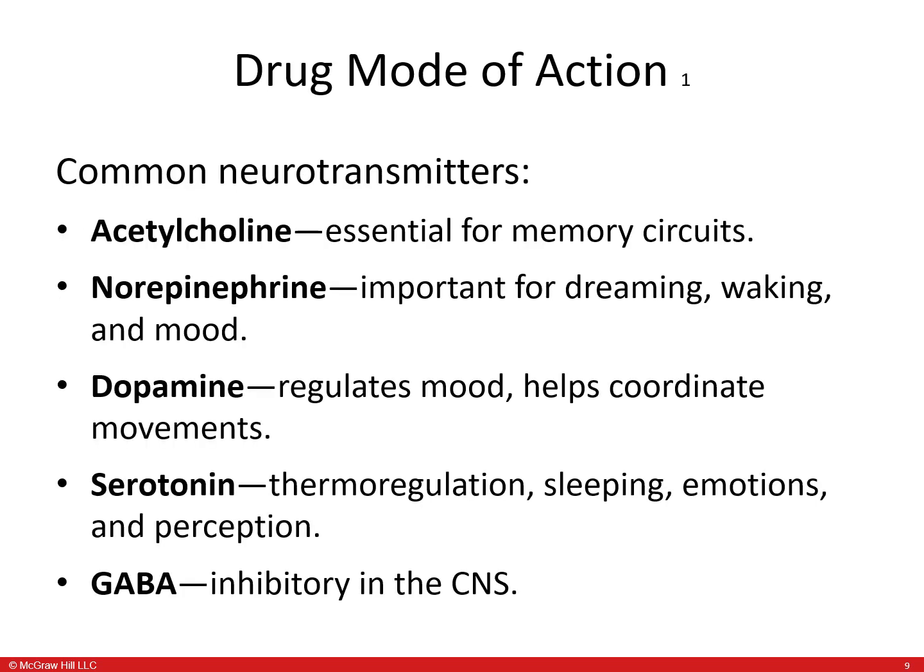So there are different neurotransmitters that are released within neurons. So for example, you have acetylcholine, which is essential for memory circuits, norepinephrine, which is important for dreaming, waking, and mood, dopamine, which regulates mood, helps coordinate movements, serotonin, thermoregulation, sleeping, emotions, and perception, and then you have GABA, which is an inhibitory in the central nervous system.